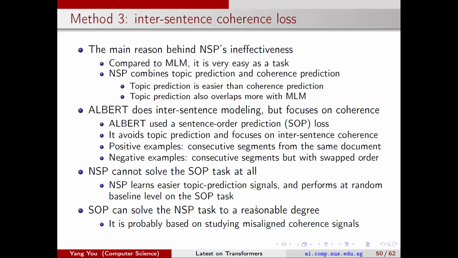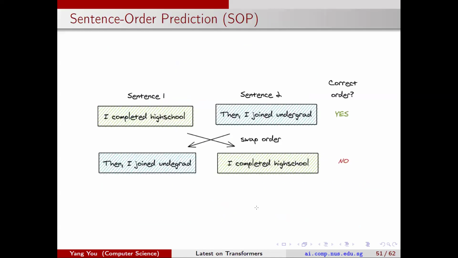That's why the authors introduced sequence order prediction. So what's sequence order prediction? Let me give you an idea. For the positive pair, you just find two consecutive sentences: I finished high school and then I joined undergrad. That's a positive pair. And then I just swap the order: I joined undergrad, then I finished high school. That's a negative.